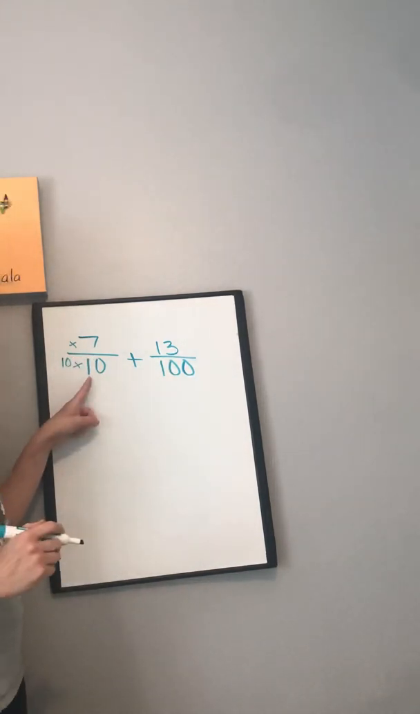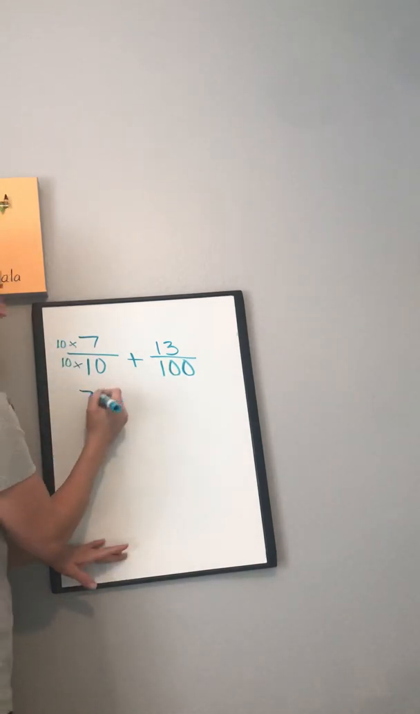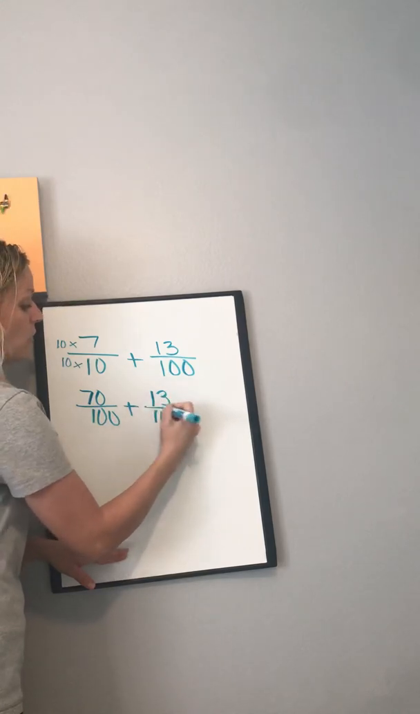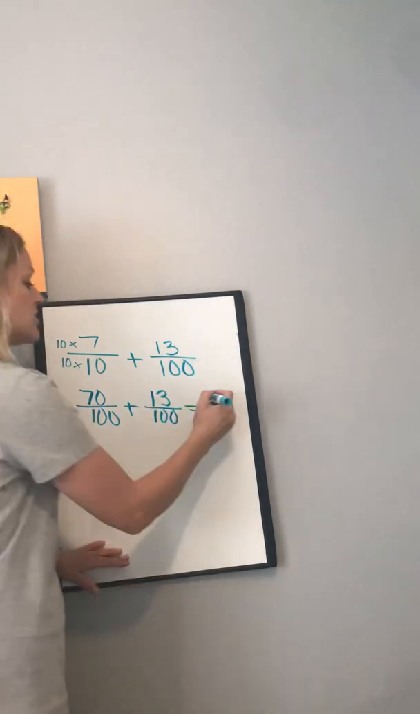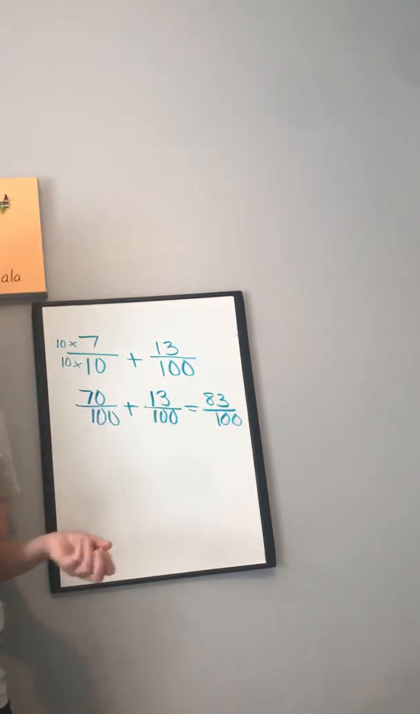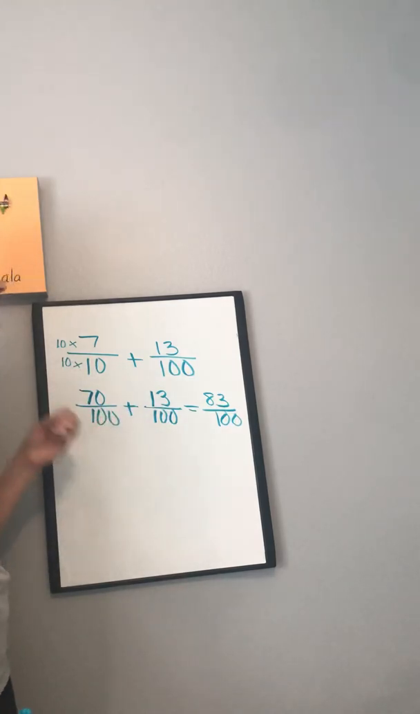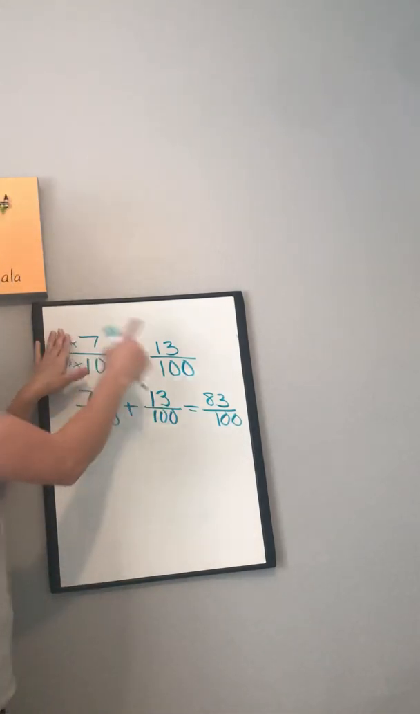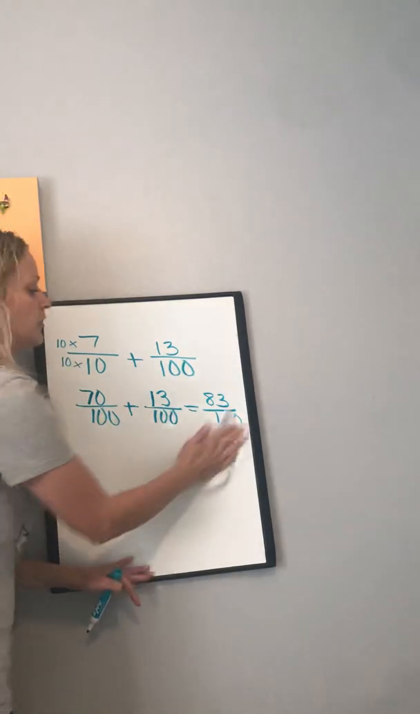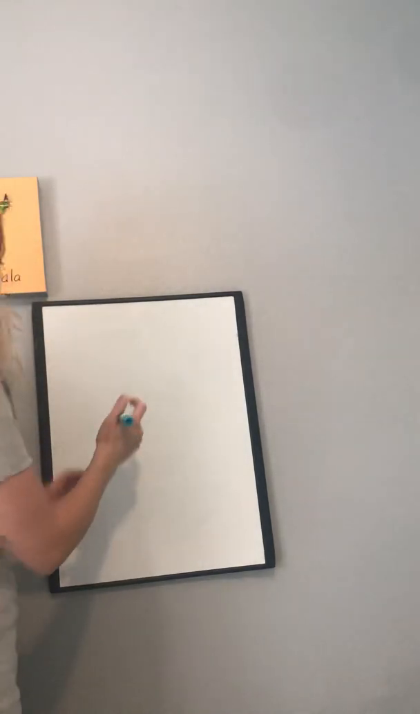So now I'm going to multiply 7 times 10. So now I get 70 over 100 plus 13 over 100. And that equals 83 hundredths. And that is my answer, okay? I know it seems really simple when we're doing this, but a lot of times we forget this and we make those mistakes that I just showed you, okay? So be very careful.